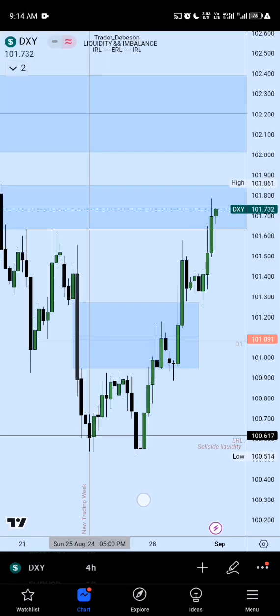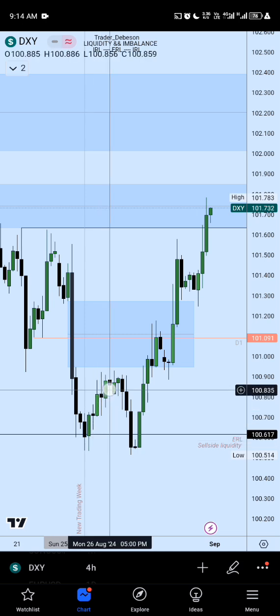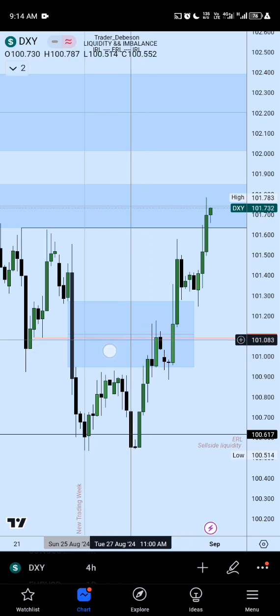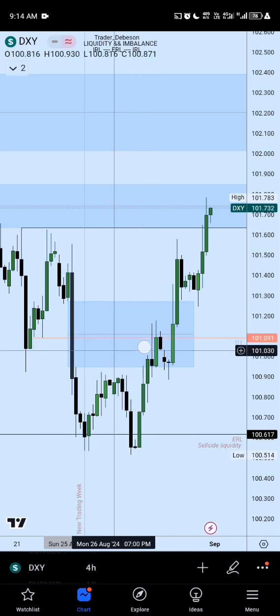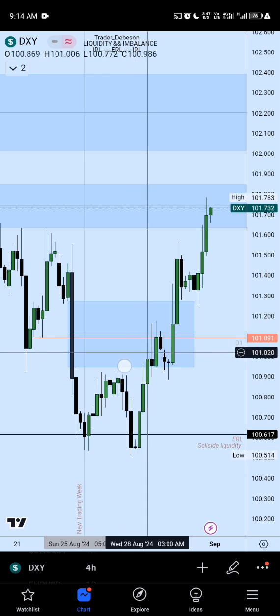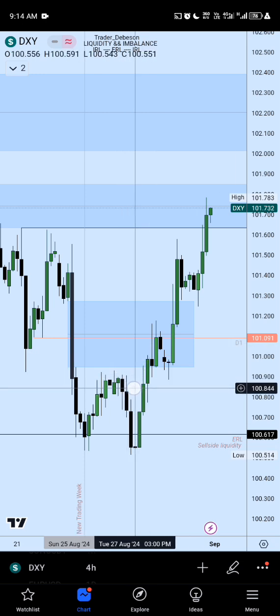So on Monday we see price trade back up into this level, but fail to get to this 4-hour sell-side imbalance. We fail to get to that, but price traded and closed for Monday. Then Tuesday opened, trade down.